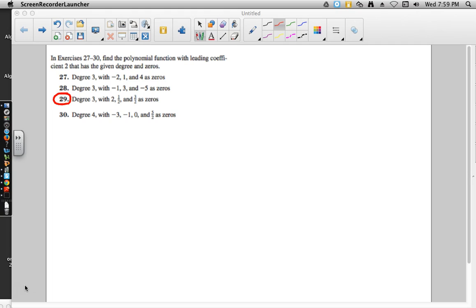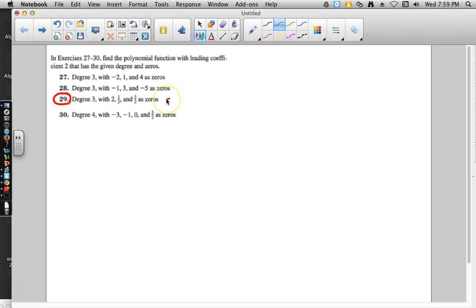Find the polynomial function with leading coefficient 2 that has the given degree and zeros. So what we really want to start off with in number 29 is the fact that we have the 3 zeros. So if we do this right, those 3 zeros will give us that third degree polynomial. So just kind of thinking in advance, the degree has to equal 3. I need my zeros to be 2, 1/2, and 3/2.